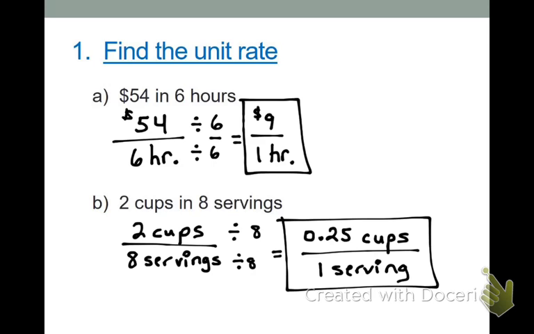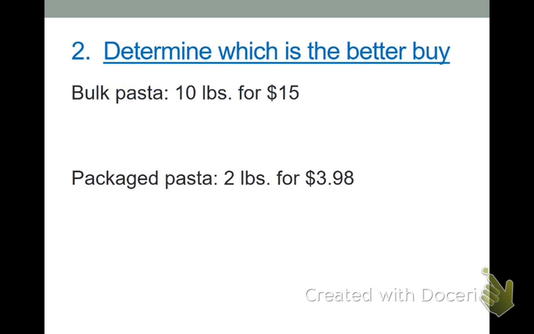So as I'm eating my little cup of pudding, I'm getting 0.25 cups of sugar in it. The main thing you've got to remember is tell me what those units are. Okay, tell me the cups, tell me the serving. You want to keep the units there in order for your answer to be correct.